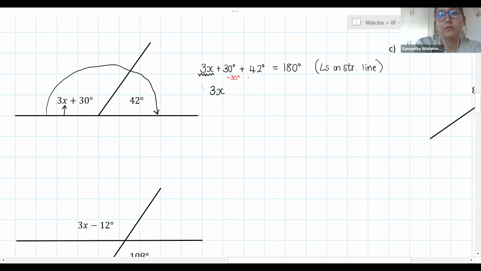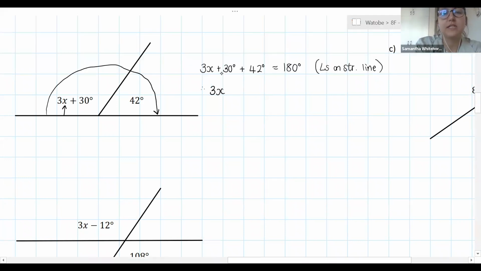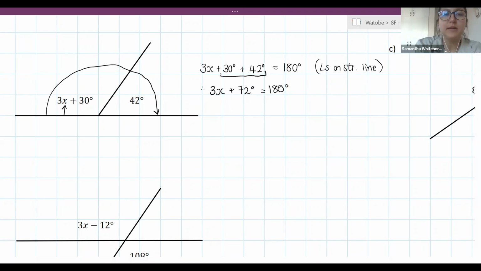And okay, let's maybe not do it in one step. You can do it in one step, but let's not confuse the situation. Let's first neaten up the left and add our like terms together. So 30 plus 42 degrees gives us 72 degrees. And all I've done is take it down from two constants to one constant on the left. You don't have to do that. It just makes life a little bit easier.